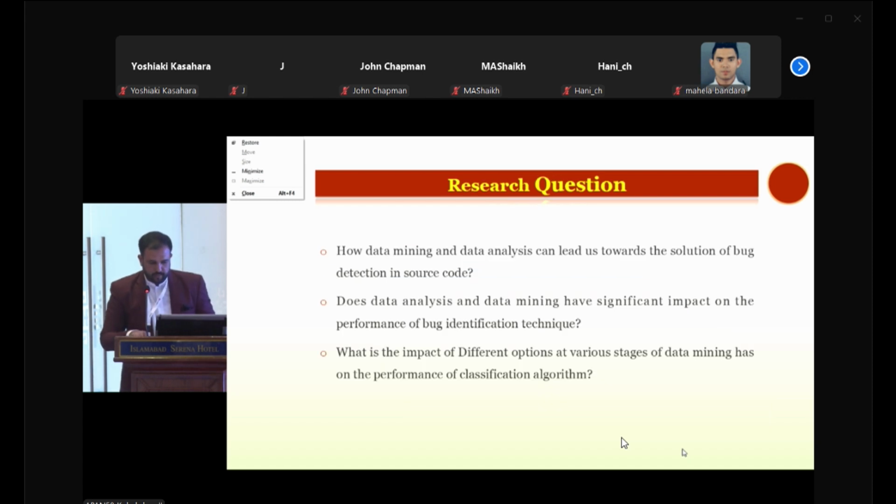These are the basic research questions of the study. The first question is how data mining and data analysis can lead us towards the solution of bug detection in source code. The second question is, do data analysis and data mining have a significant impact on the performance of bug identification techniques? And the third question is, what is the impact of different options at various stages of data mining on the performance of the classification algorithm?